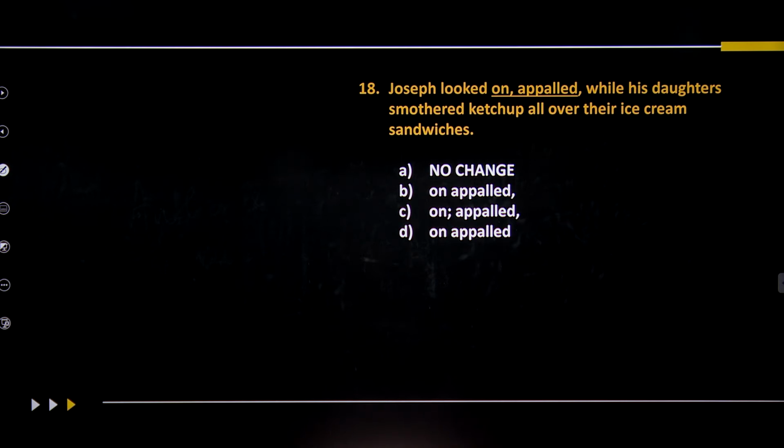Try to read the sentence once. Joseph looked on, appalled, while his daughters smothered ketchup all over their ice cream sandwiches. Now, you gave a small pause. Joseph looked on, appalled. There was a small pause, therefore the comma is necessary. Appalled, while his daughters, there is again one more pause there, therefore the second comma is also needed. Therefore, the option is only A.